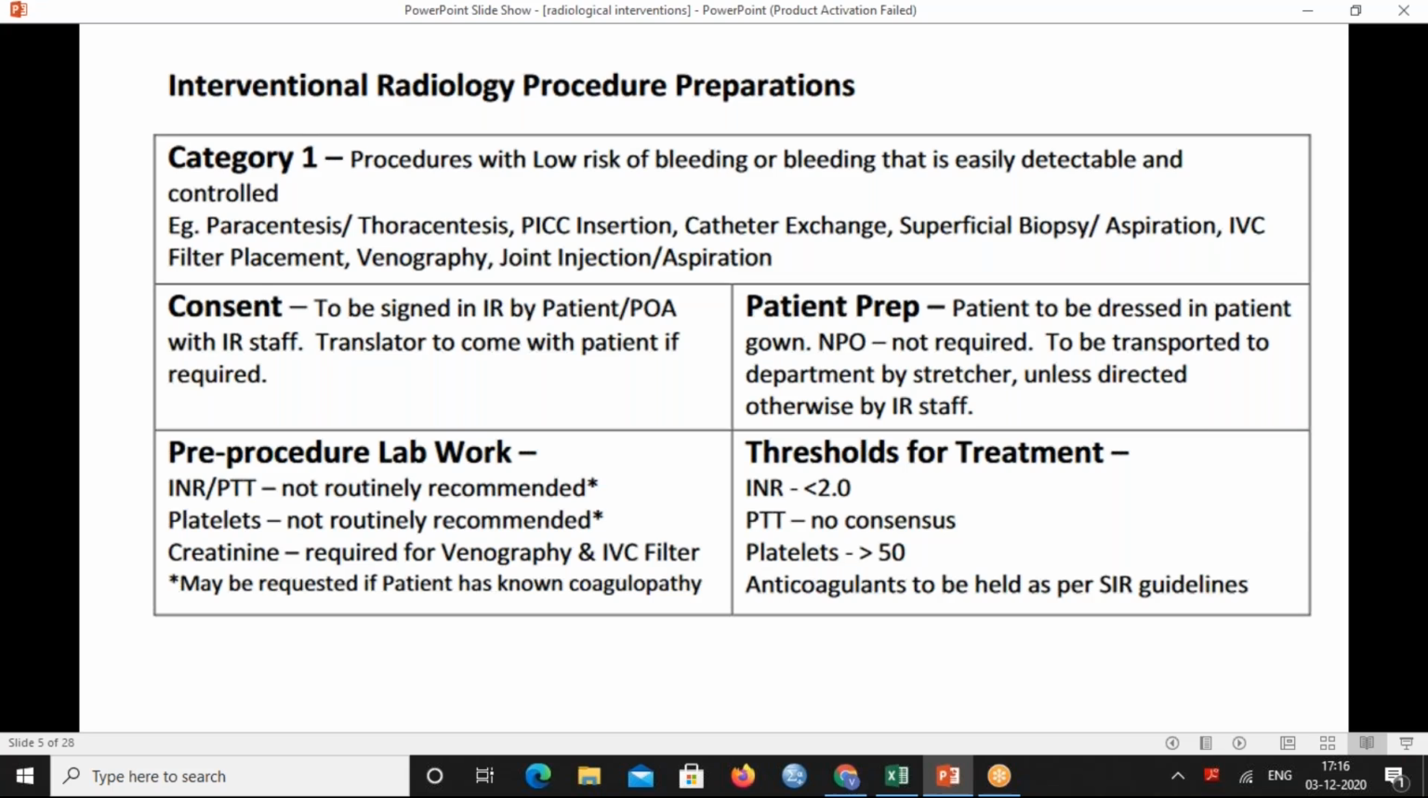But he can have nil orally is not required, and an informed consent from the patient, or if the patient is not in a mentally fit state to give consent, then only the consent from the attendant should be taken before an IR procedure is done. And for lab investigation, INR and platelets are not routinely recommended for category 1 low risk bleeding procedures. Creatinine is to be done if venography or IVC filter is required.